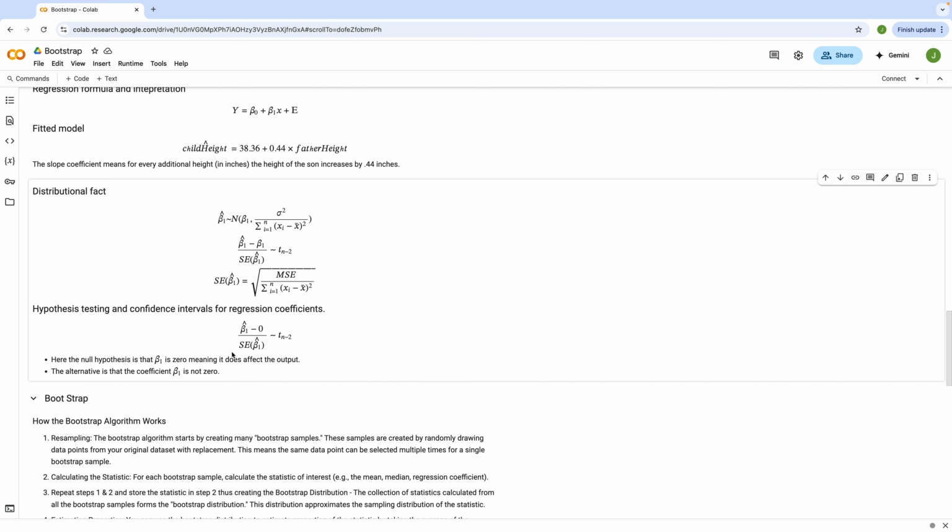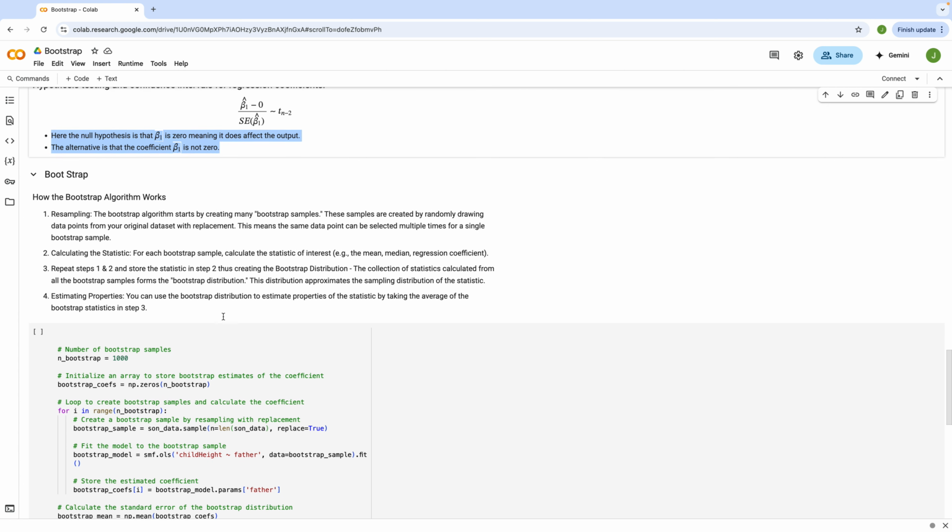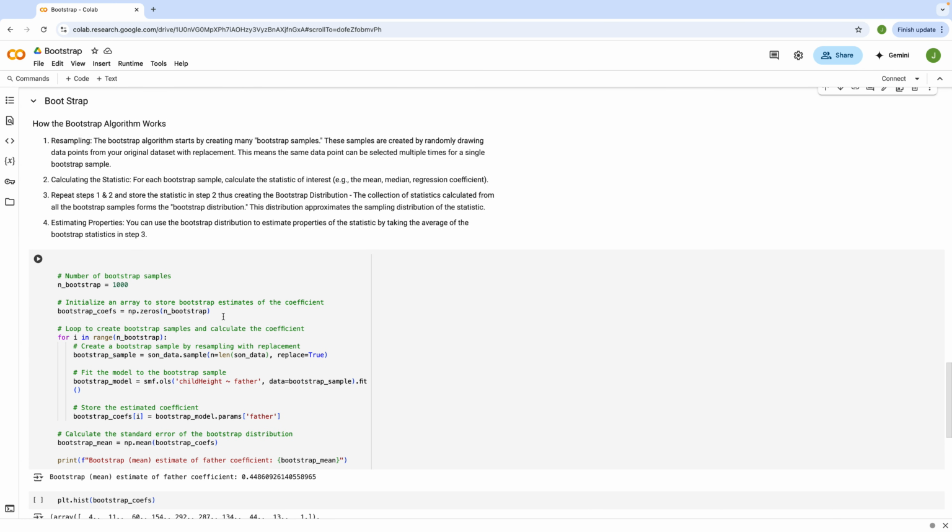And we can also test the hypotheses. Specifically, we can test that the slope coefficient, beta 1, is not 0, meaning that the father's height affects the son's height. Now, what I'm going to talk about here is a way of simulating this and evaluating this claim for this hypothesis that beta 1 is not 0. And the way I'm going to do that is I'm going to calculate the distribution of beta 1 by using the data, and the method is the bootstrap method.